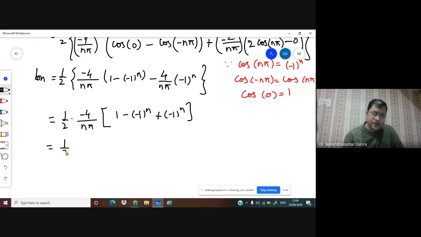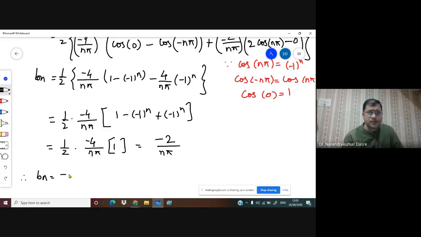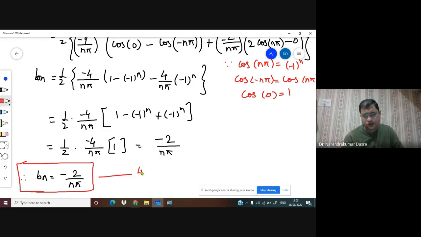So what we get is 1 half into minus 4 upon n pi, and here we'll be having 1. So you can cancel this 2, and you will be having minus 2 upon n pi. So we get Bn is equal to minus 2 upon n pi, and that is the value of Bn. So equation.